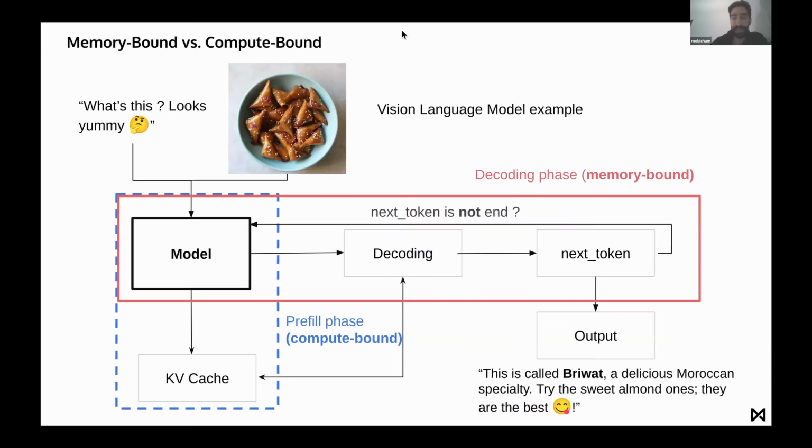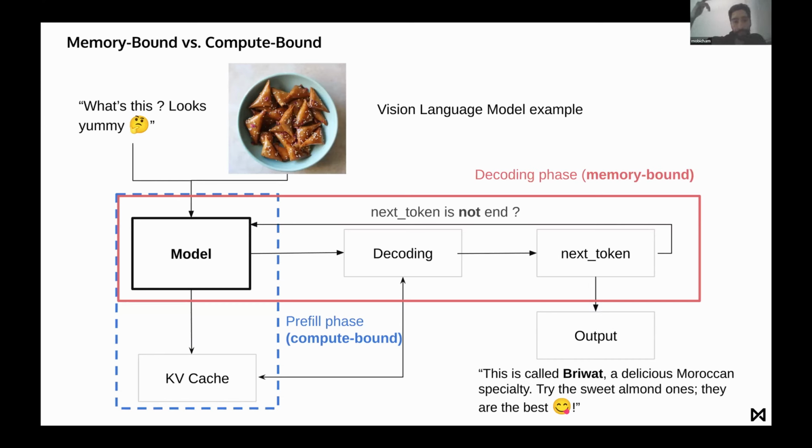Just a quick reminder about this concept of memory bound and compute bound. It's a very important concept to understand, because we need different kernels for different steps. So let's say you have an input prompt that goes to a model, and this is called the prefill phase, the first step where you're processing your prompt. This is typically compute bound, which means you have a lot of calculation going on, and the speed at which you load the data doesn't matter much.